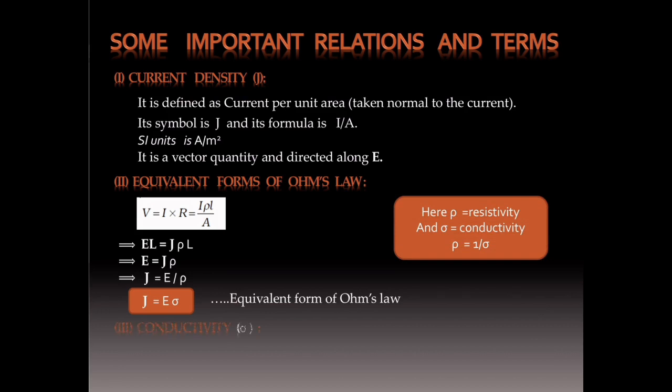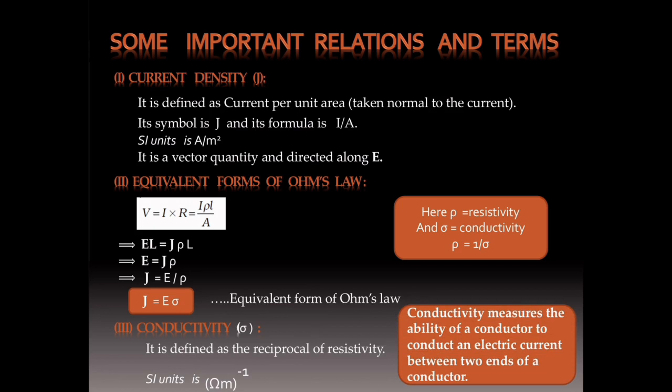These are symbols. The next is conductivity. As we know, conductivity is the reciprocal of the resistivity, and its unit is ohm meter, the whole inverse. Conductivity measures the ability of a conductor to conduct an electric current between two ends of a conductor. It is important for CBSE.